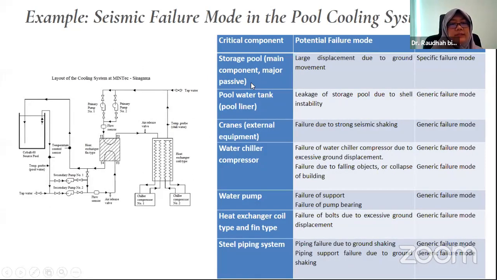Every component will be identified, and we brainstorm and investigate what the potential failure modes are. The potential failure mode information can come from the operator of the facility himself, because he has been dealing with the facility and a lot of incidents have happened before. Incidents in other locations related to the same facility can also become information for the potential failure modes.